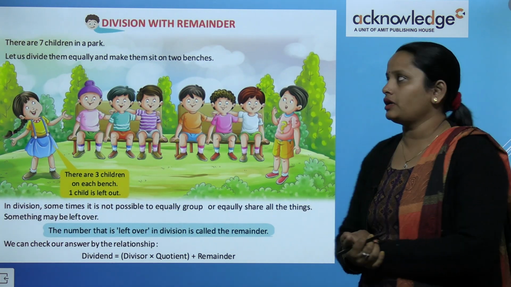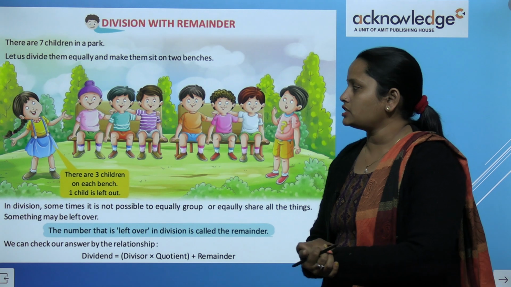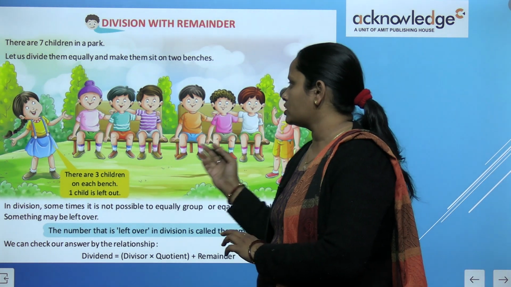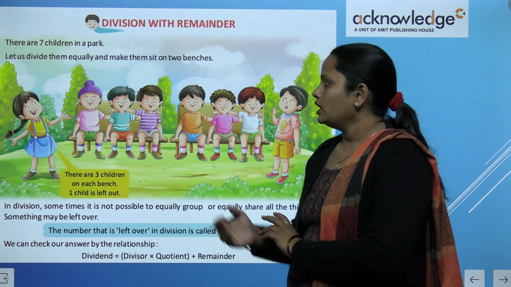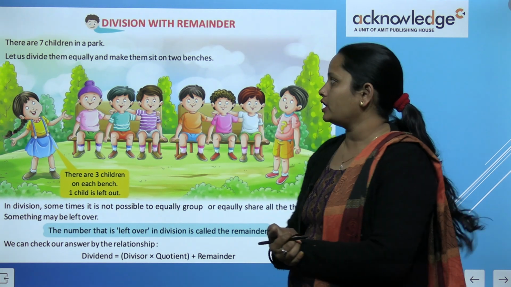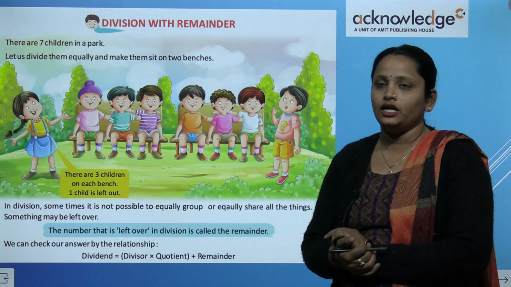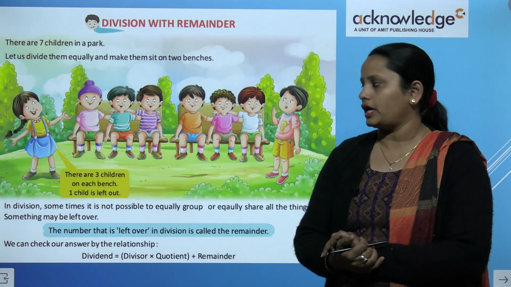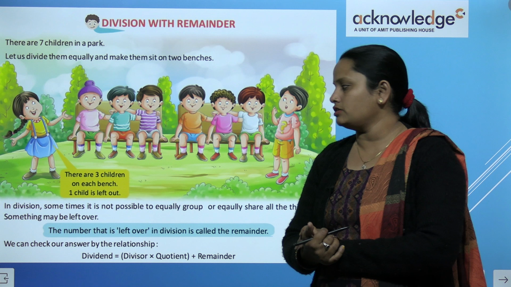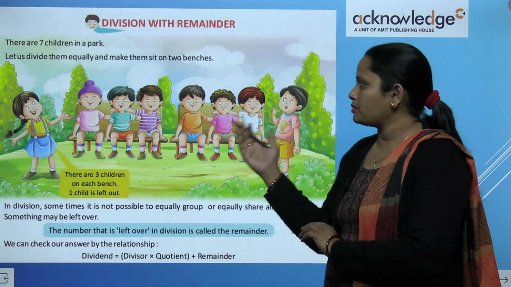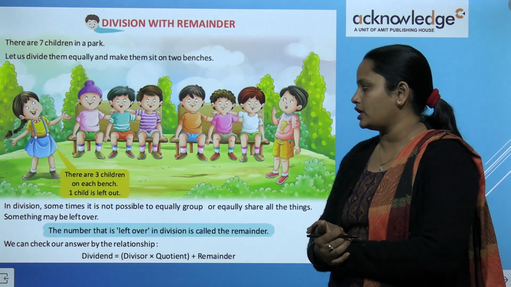Division with remainder. So here there are 7 children in a park. एक पार्क है जिसमें कितने बच्चे हैं? 7. Let's divide them equally to make them sit in 2 benches. हम उन्हें चलिए equally divide करते हैं. 2 benches हैं, वहाँ पे उन्हें बैठने. So there are 3 children on each bench. हर bench पे आप देख सकते हो 3 children बैठ गए हैं.